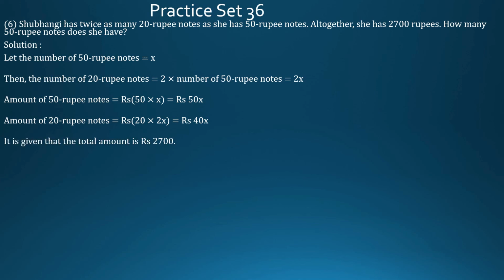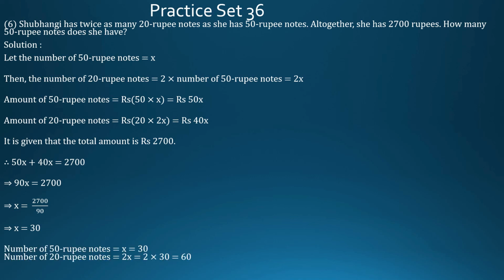It is given that the total amount is rupees 2700. So therefore 50x plus 40x is equal to 2700. Therefore 90x is equal to 2700. So x is equal to 2700 upon 90. So the value of x we get is equal to 30. So the number of 50 rupee notes is equal to x, which we had considered, and the value of x we got is 30. So the number of 50 rupee notes is 30 and the number of 20 rupee notes we had considered 2 into x, which is equal to 2 into 30, that is equal to 60.